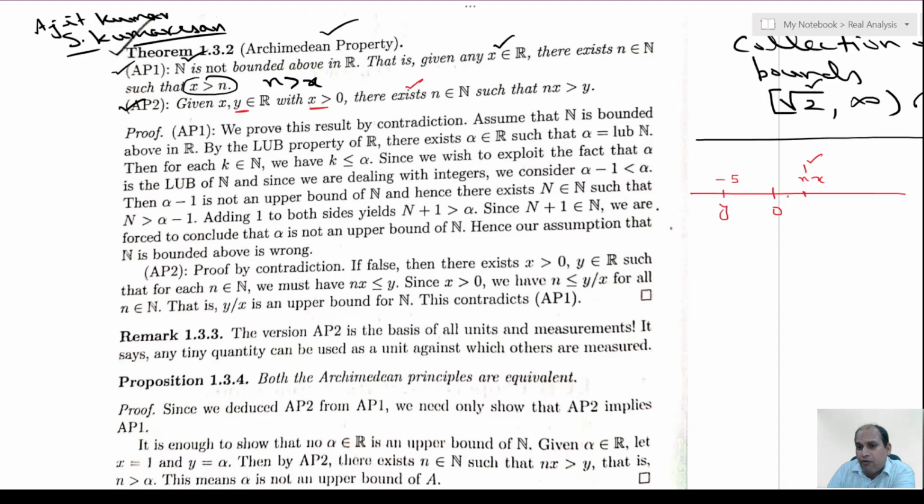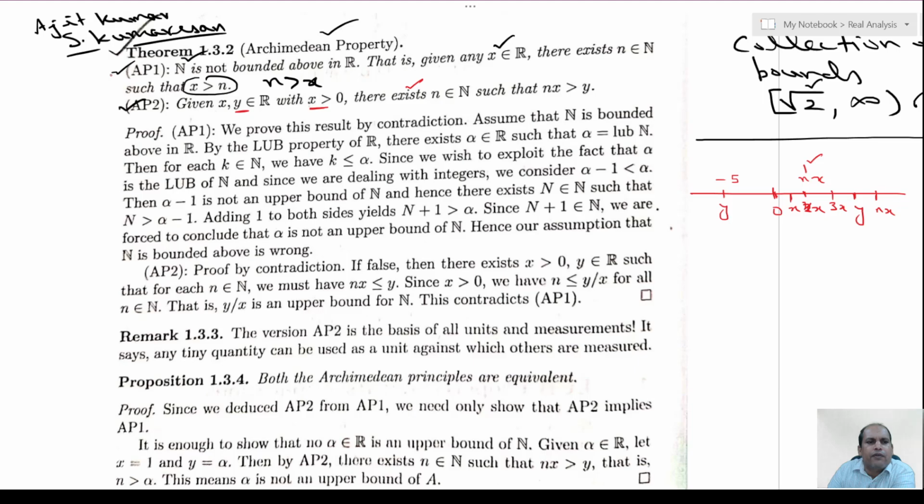Now next, if y is equal to 0, then again n equal to 1 will work. In case y is to the right of x, or y is in between, then again n equal to 1 will work. But if y is to the right of this x, suppose this is the x here, then we have 2x here, 3x here, and so on. It keeps on increasing, and there will be a moment when nx will exceed y. So again nx will be greater than y, but we need to do it in the mathematical way.